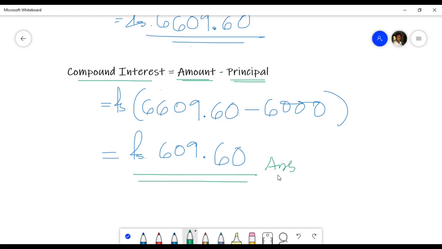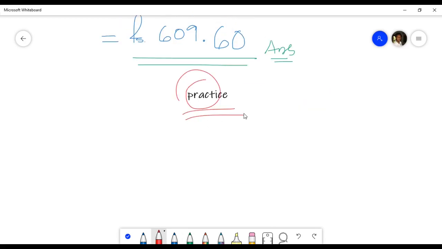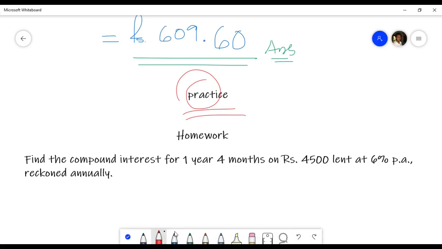So I hope you have understood how to find this. You can again go back and solve. Practice and keep practicing. There is a homework that I have given you. Do this homework by yourself. You have to find the compound interest for 1 year 4 months on rupees 4,500 lent at 6% per annum, reckoned annually.